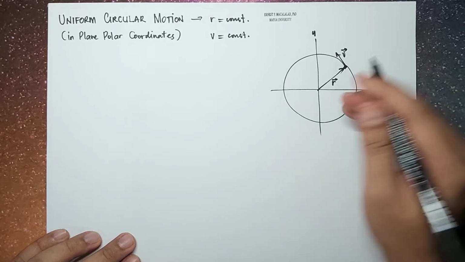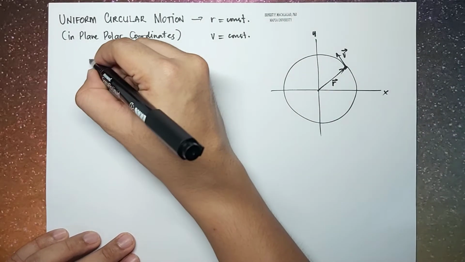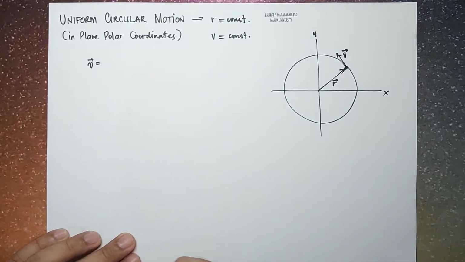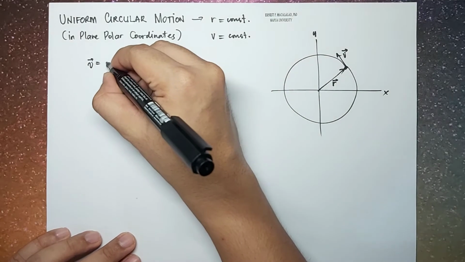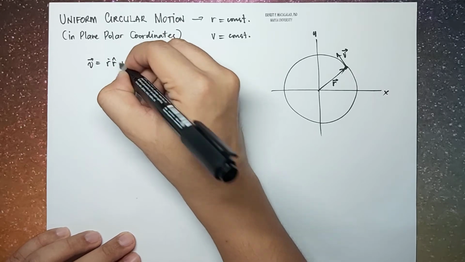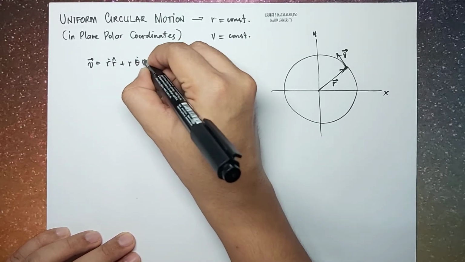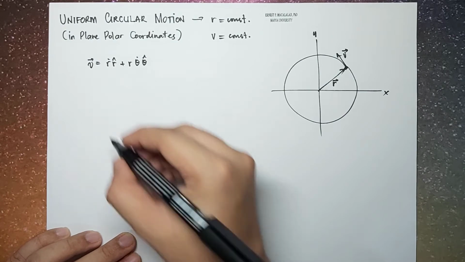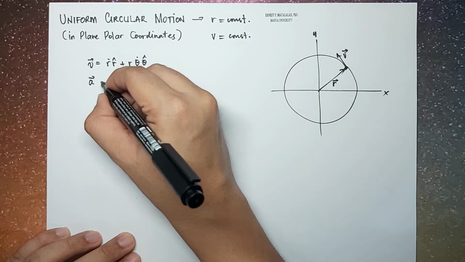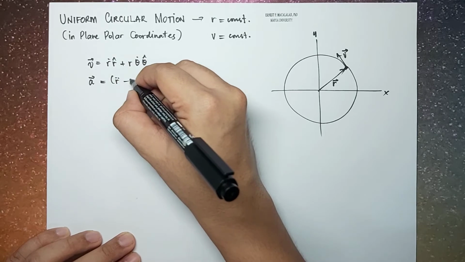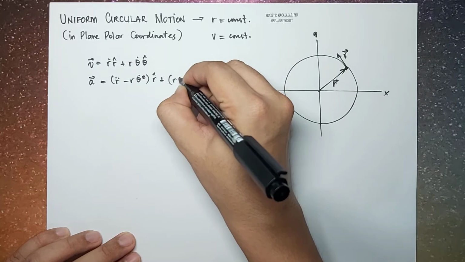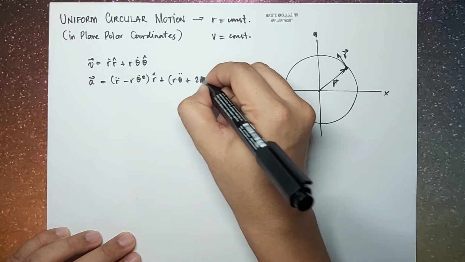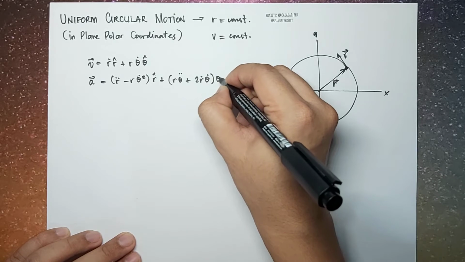Let's recall that the velocity as a function of time in plane polar coordinates is given by r dot r hat plus r theta dot theta hat, and the acceleration is given by r double dot minus r theta dot squared r hat plus r theta double dot plus 2 r dot theta dot theta hat.